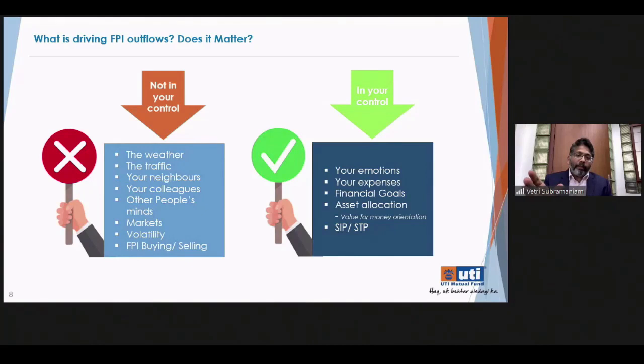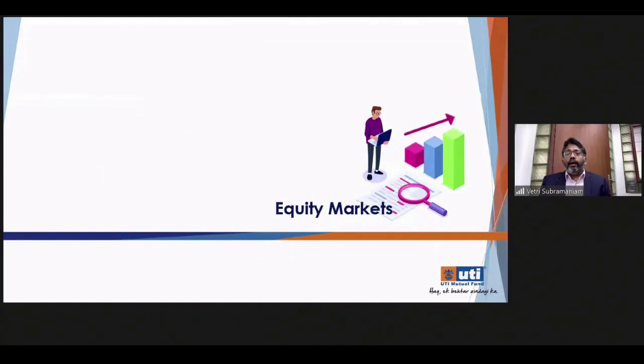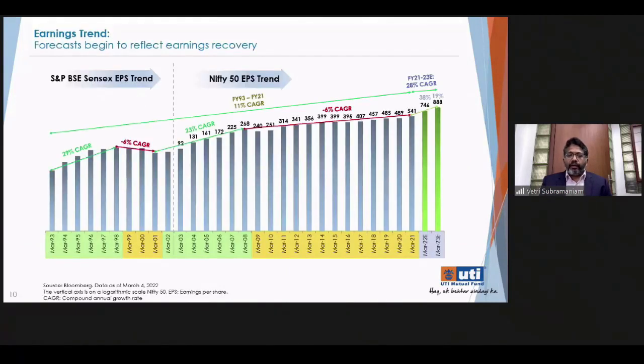What should be part of investment process is asset allocation and that value for money orientation in trying to allocate your assets. And of course, the STP takes care of not having to look at such issues at all. So that's it for the FPI front. Very quickly, we just move on now to the next set of slides.